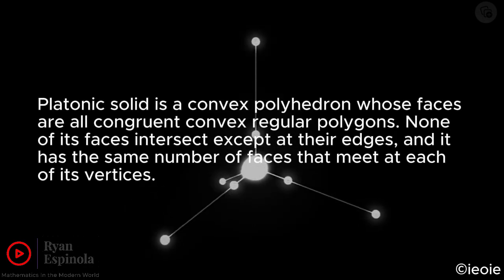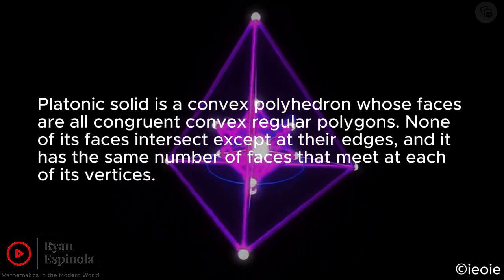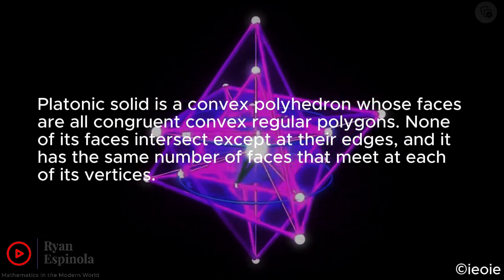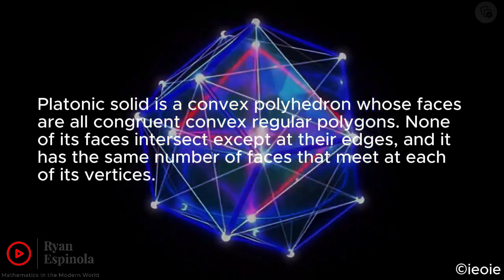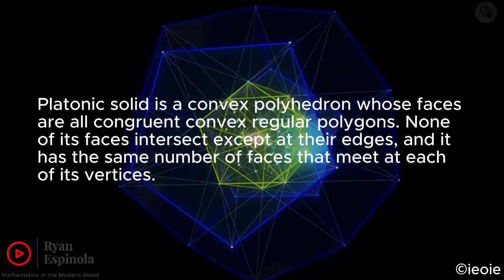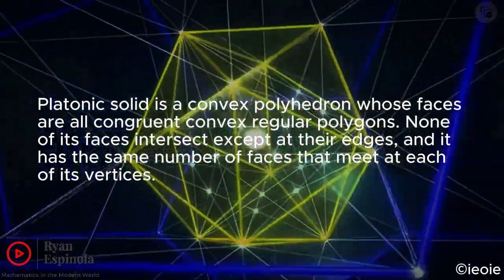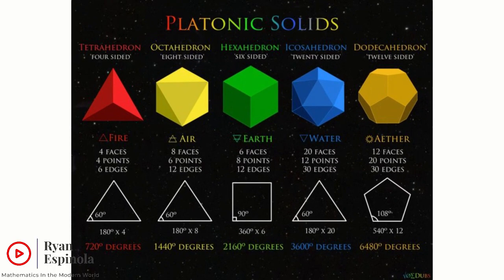A Platonic solid is a convex polyhedron whose faces are all congruent convex regular polygons. None of its faces intersect except at their edges, and it has the same number of faces that meet at each of its vertices. There are 5 Platonic solids: tetrahedron, cube, octahedron, dodecahedron, and icosahedron.